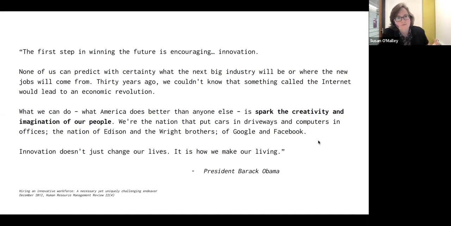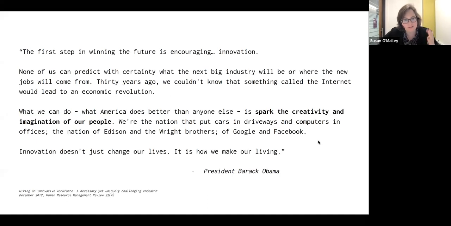He says, "The first step in winning the future is encouraging innovation. None of us can predict with certainty what the next big industry will be or where the jobs will come from. 30 years ago, we couldn't know that something called the internet would lead to an economic revolution. What we can do, what America does better than anyone else, is spark the creativity and imagination of our people. We're the nation that put cars in driveways and computers in offices, the nation of Edison and the Wright brothers, of Google and Facebook. Innovation doesn't just change our lives, it's how we make our living."